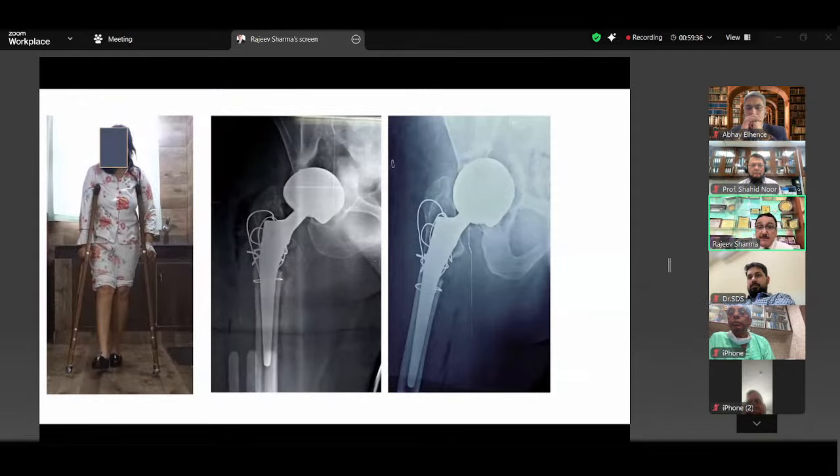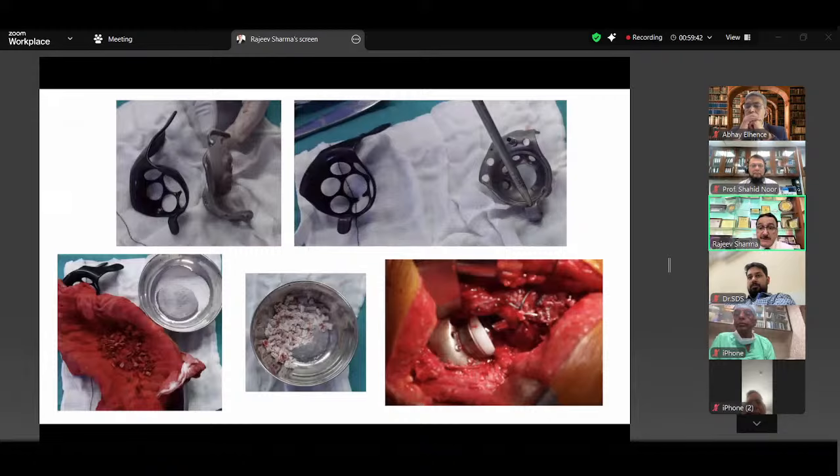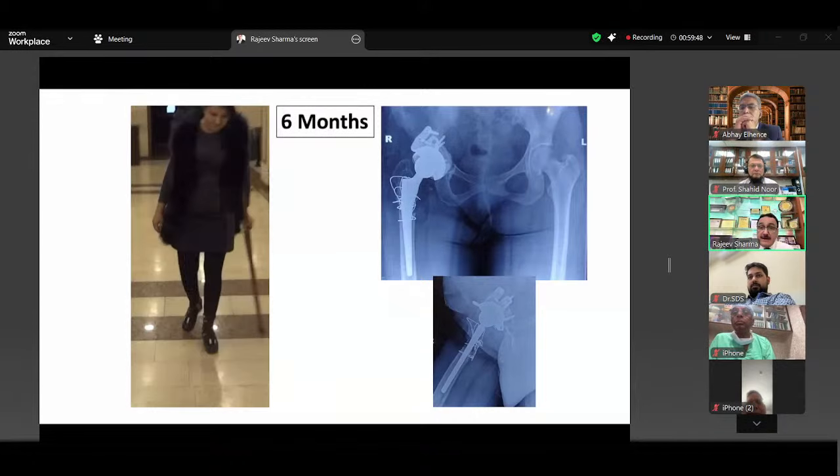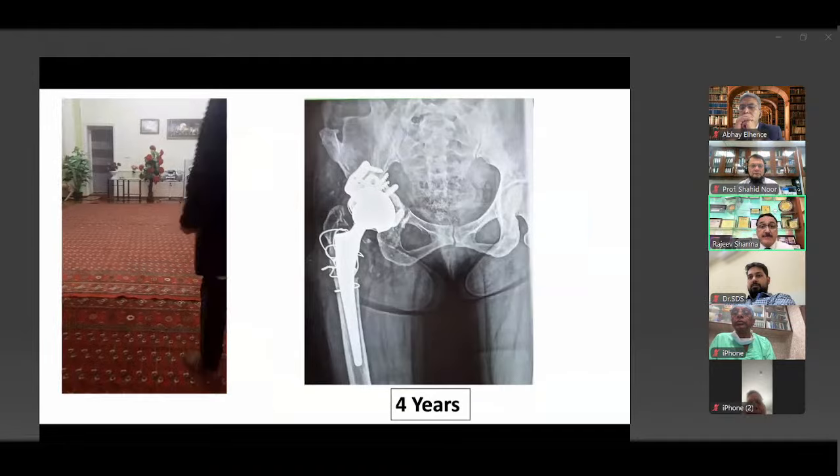Another example of where the acetabular offset was disturbed severely, there was a medialized cup. The cage was used in this case, and with the use of the cage and lateralization of the cup, we could manage this patient very well.